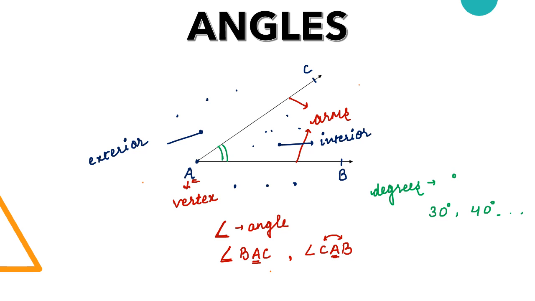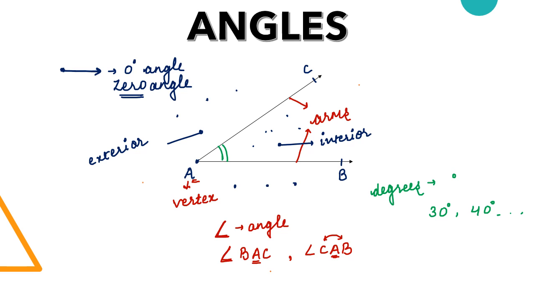Now if both the rays are overlapping each other, they lie on each other, then you can see that there is no angle formed. It looks like just a single ray. This angle is a 0 degree angle, or you can say zero angle. No angle is formed here as both the rays are lying over each other. So this is the zero angle.